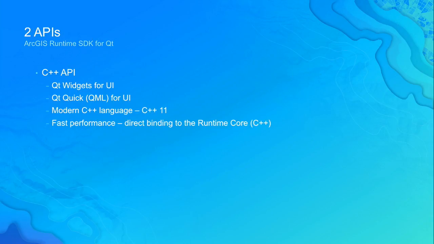With the ArcGIS Runtime SDK for Qt, you have two APIs. These are two independent APIs, but they're both runtime APIs, so they look the same. They're just built on a different programming language. The first one being the C++ API.